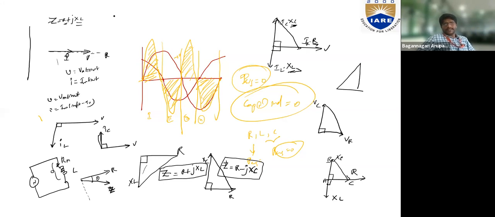So how do I represent them on a graph like this, which you call the RX diagram? What do you plot on this graph? You represent R on the x-axis, and on the y-axis you represent the value of XL. So the summation or intersection of these two will give the value of Z, and this angle you call theta.